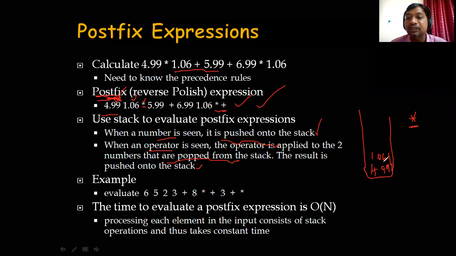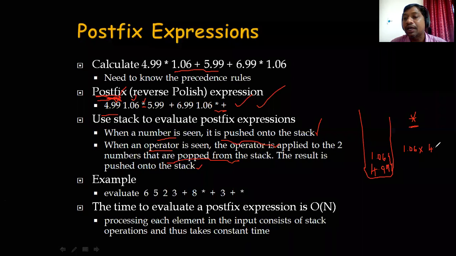The top two operands are 1.06 and 4.99. You have to perform 1.06 into 4.99. After performing this operation, you will get some partial result.